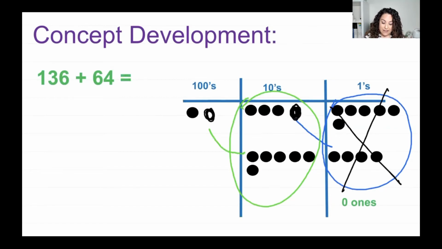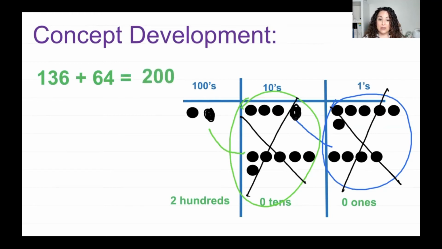And now I have a new 10. So let's go ahead and get rid of those because remember, I still have those 10s, but I bundled them and I made 100. So I have 0 10s left. And how many hundreds do I have? Now I have 2 hundreds. So 136 plus 64 is equal to 200.